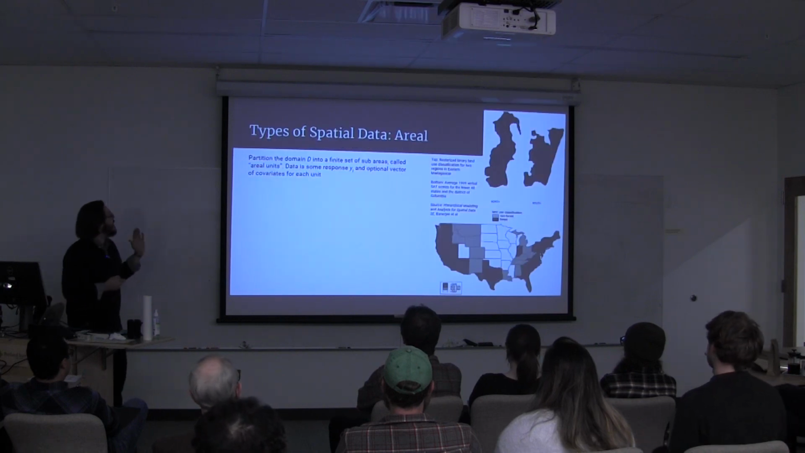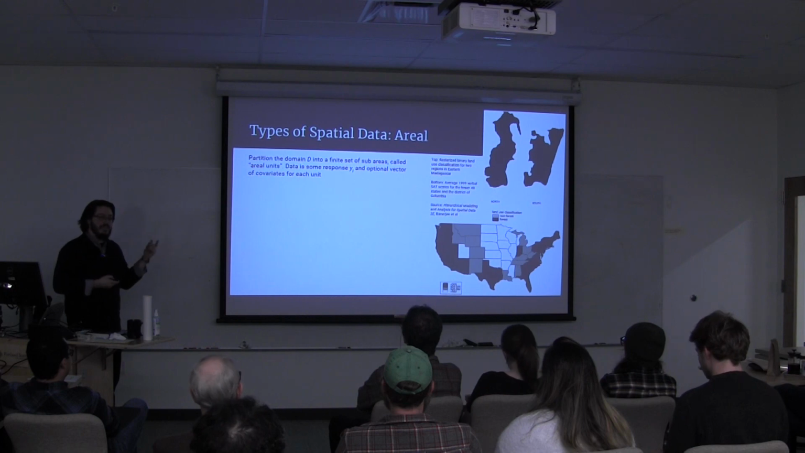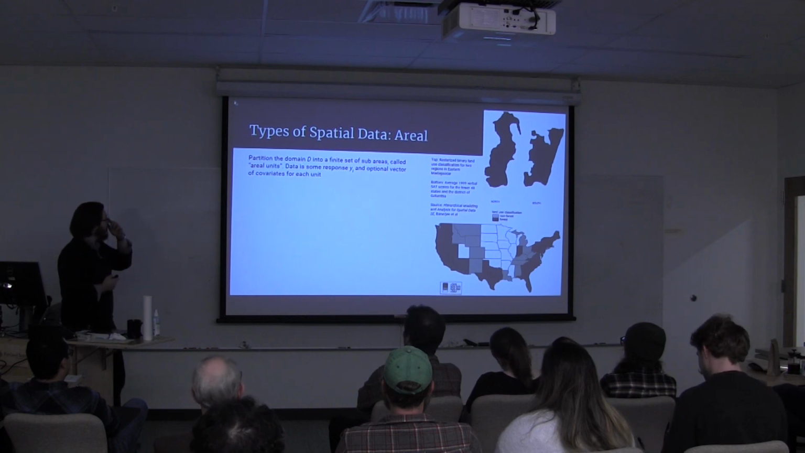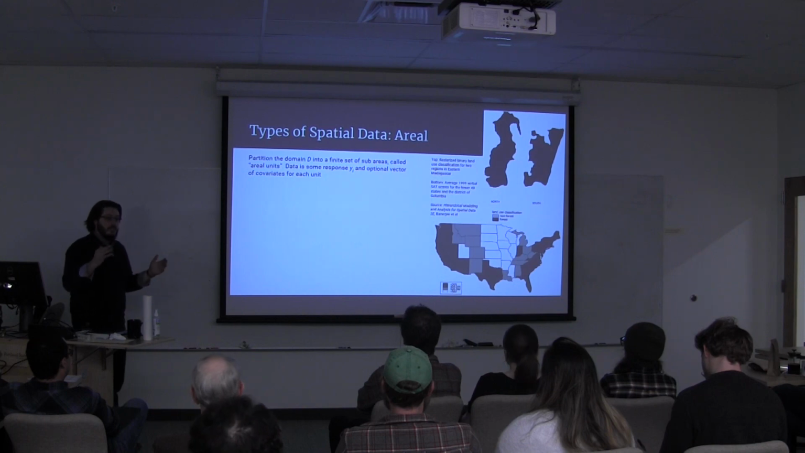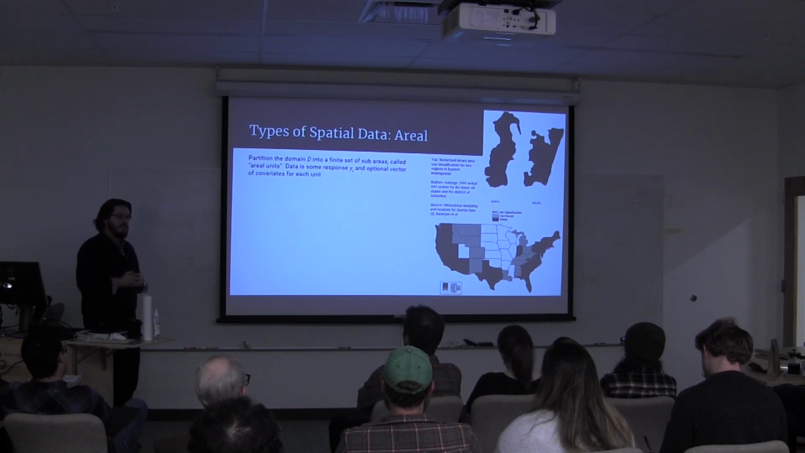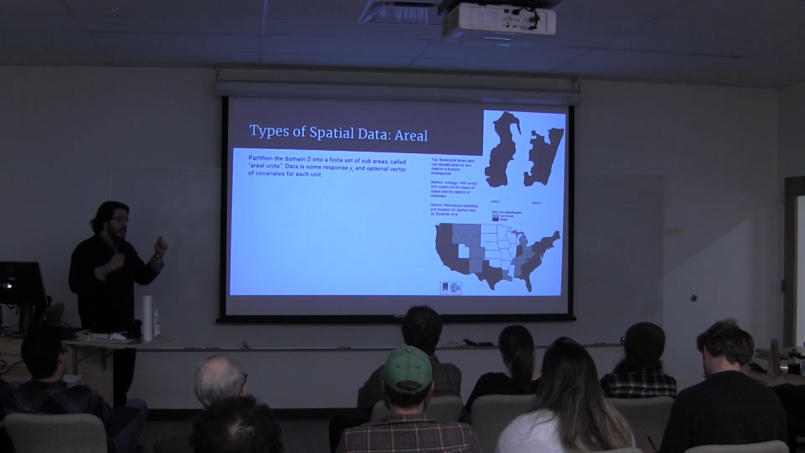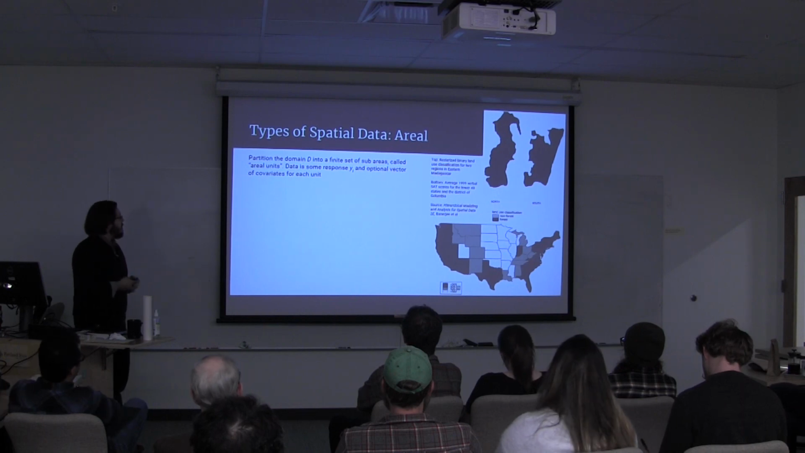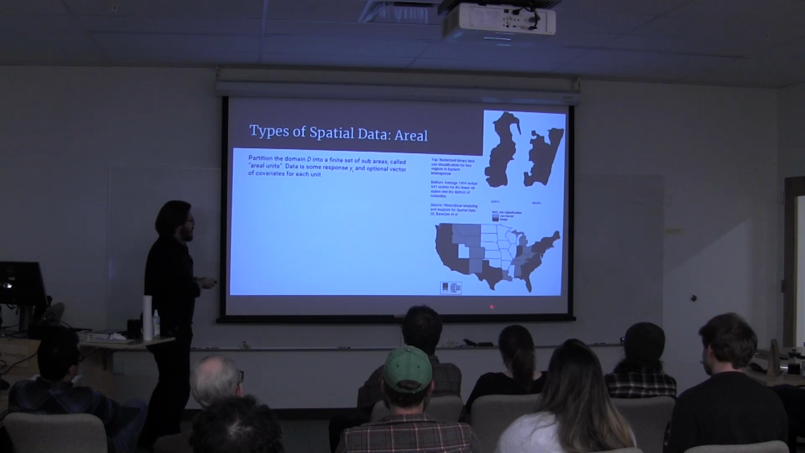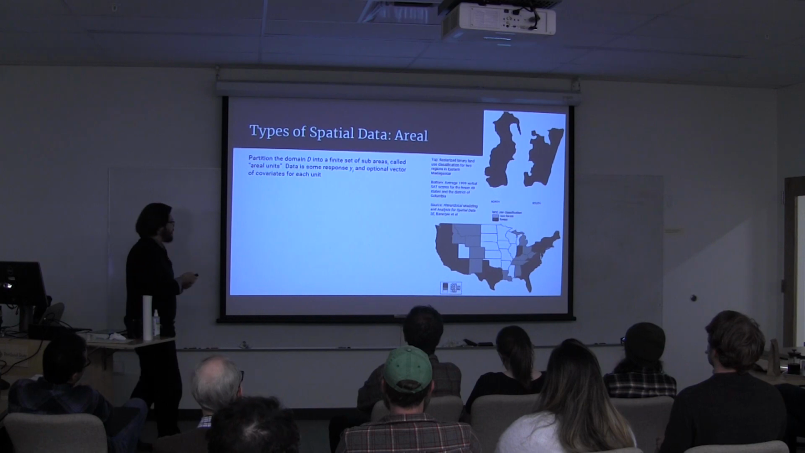Okay, so let's talk about areal data now. That was the first type of data, point level data. The idea with areal data is that we're going to partition D into a finite set of subsets, and we'll call those areal units. At each areal unit, we're going to measure a response Y, and we might measure covariates as well at each of those. And then you could plot those responses in a color graph like this.